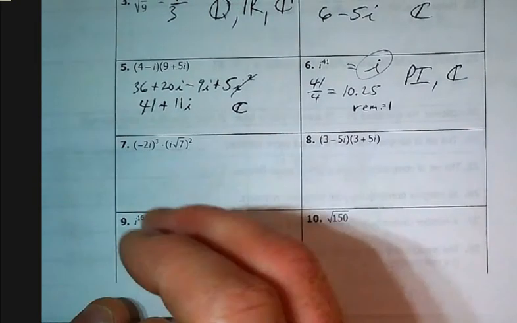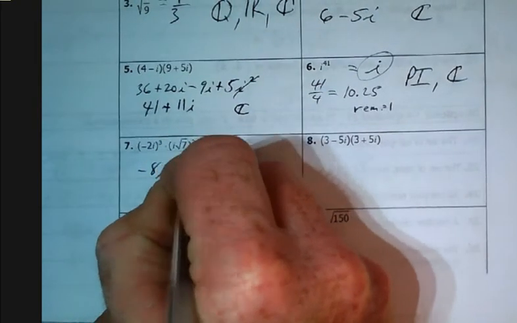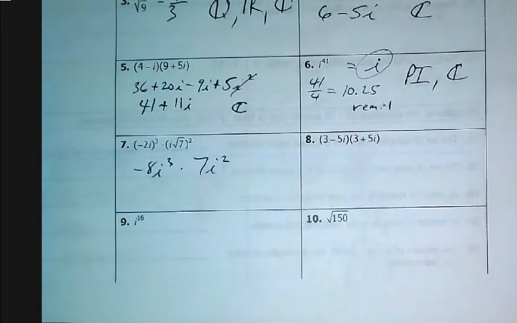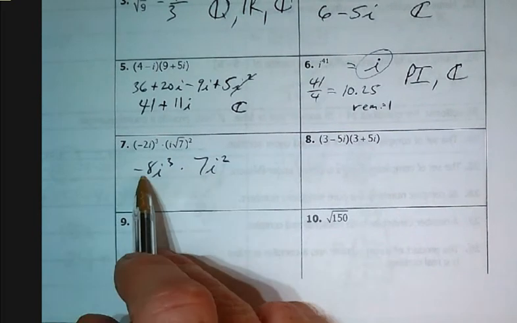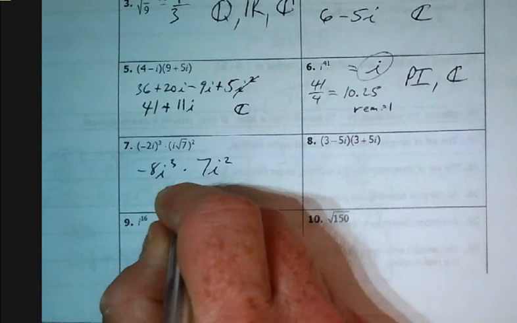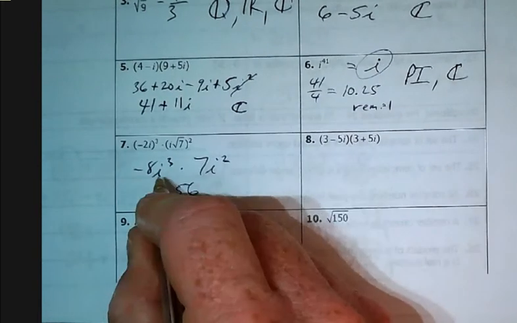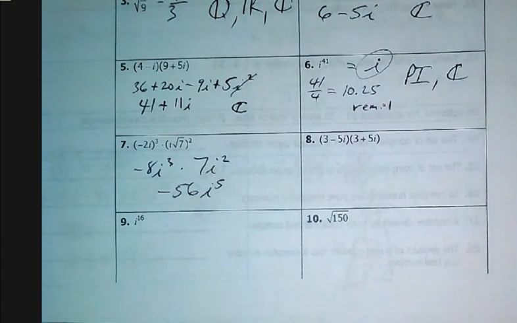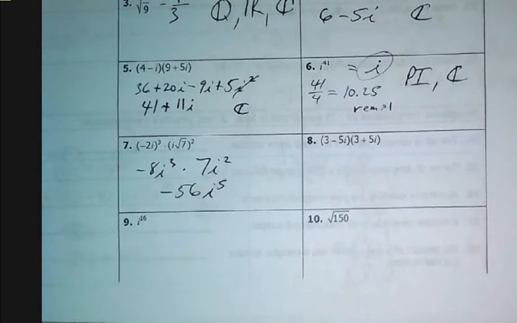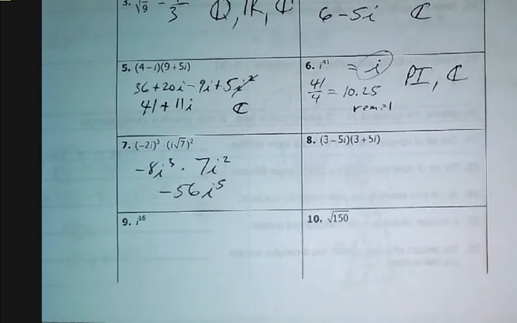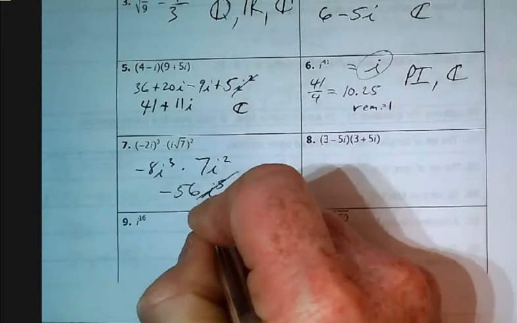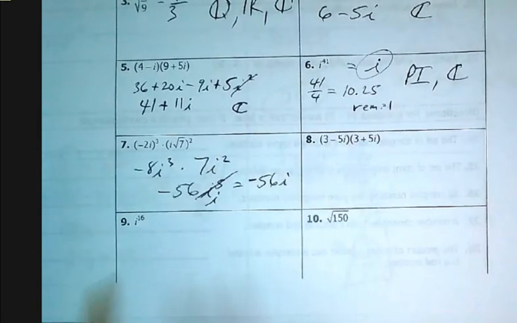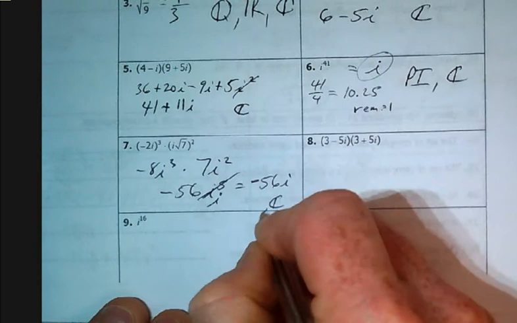Negative 2 cubed is negative 8, and then the i cubed times root 7 squared is 7, i squared. So we multiply negative 8 times 7, negative 56. i cubed times i squared is i to the 5th. So what is i to the 5th? I just did it. i. It's i. Very good. i to the 5th is i. Why? Because there's a remainder 1, right? It repeats. So it's going to be negative 56i, which is complex and pure imaginary.